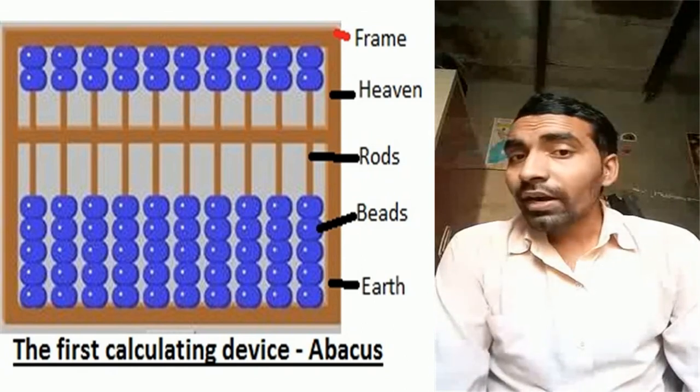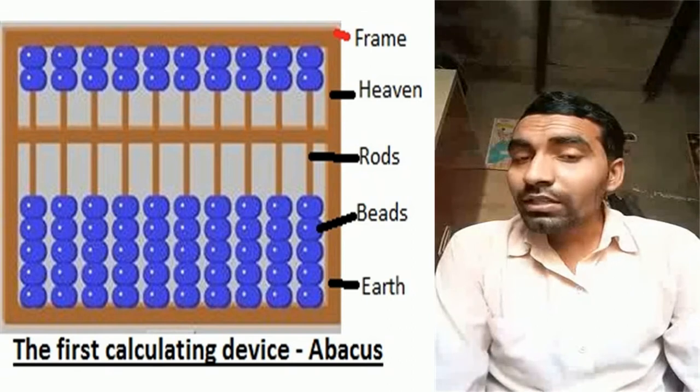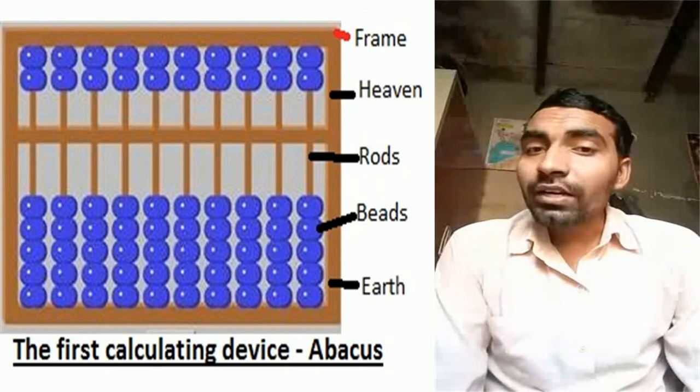In the earth part of the rods there were 5 beads, and in the heaven part of the rods there were 2 beads. So at that time people used to count with the help of beads. They used to slide the beads up and down for counting purposes.